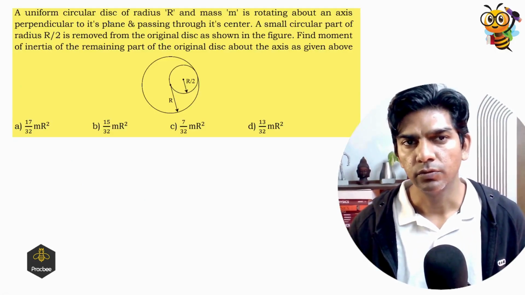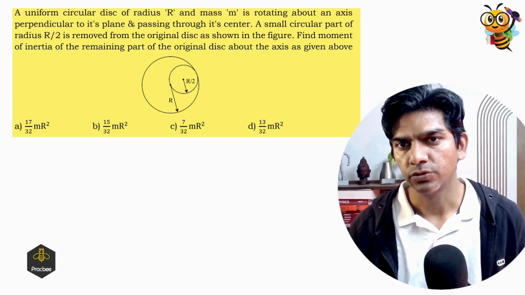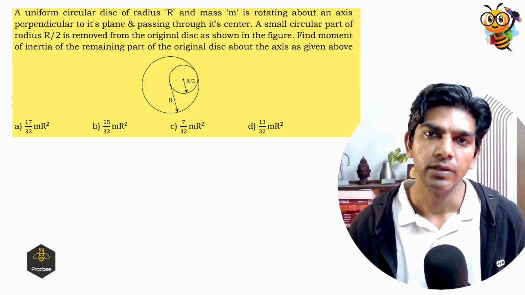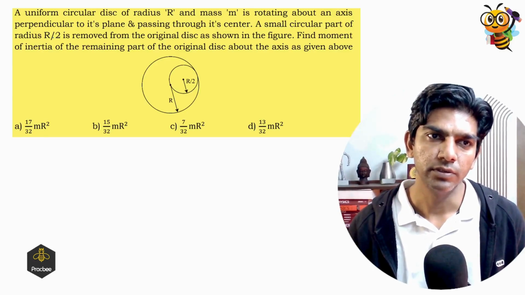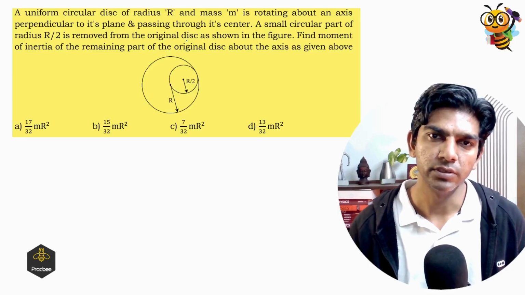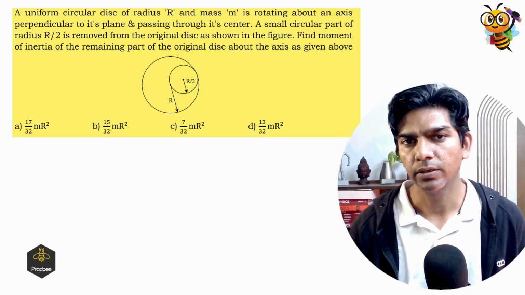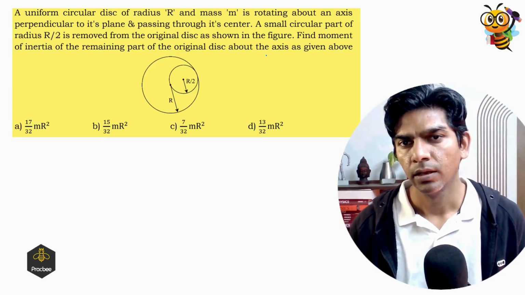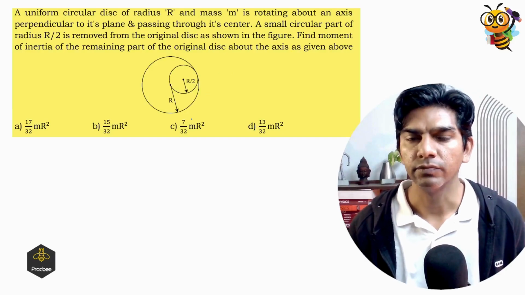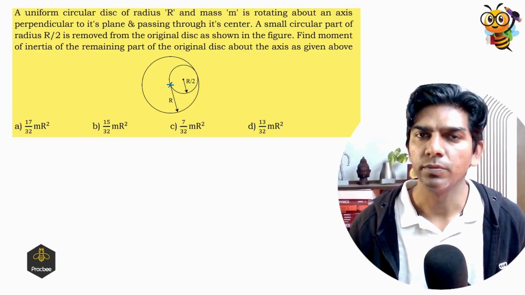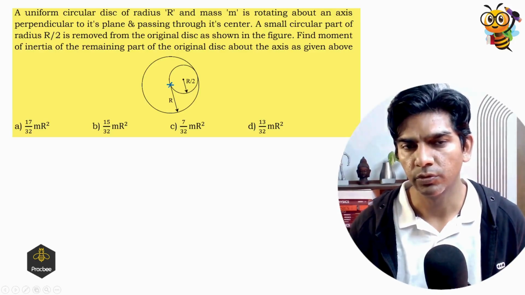A uniform circular disc of radius r and mass m is rotating about an axis perpendicular to its plane and passing through its center. A small circular part of radius r by 2 is removed from the original disc as shown in the figure. Find the moment of inertia of the remaining part of the original disc about the axis as given above. So here we have to find the moment of inertia about this axis.